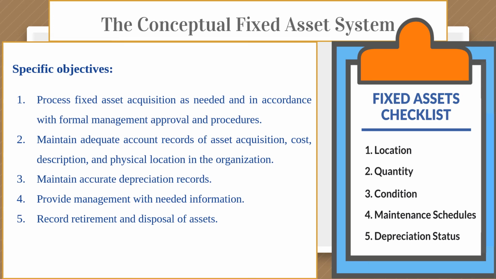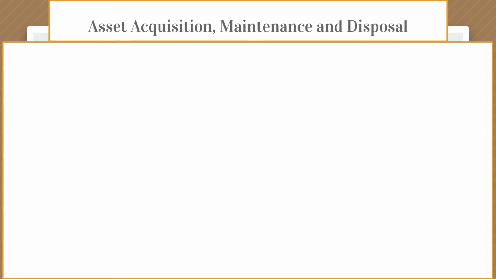To summarize those 5 objectives, you can see on the left. So the fixed assets checklist is checking the location, quantity, condition, maintenance schedule, and depreciation status. Under the fixed assets conceptual system, we can categorize the system into 3 main activities: assets acquisition, assets maintenance, and disposal of the fixed assets.